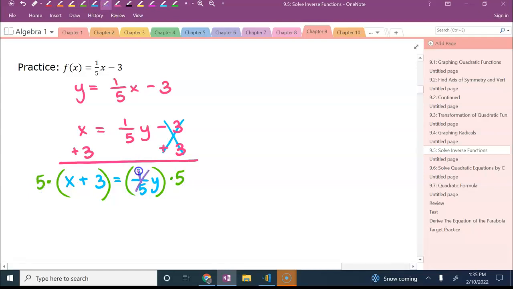So over here, the 1/5 and the 5 will cancel each other out. They'll become a 1, so you have 1y, or just y. Now on the left-hand side, you need to make sure that you distribute that 5 because you have an x plus 3, so you have to take it times the x and times that plus 3. So it should have said y equals 5x plus 15.